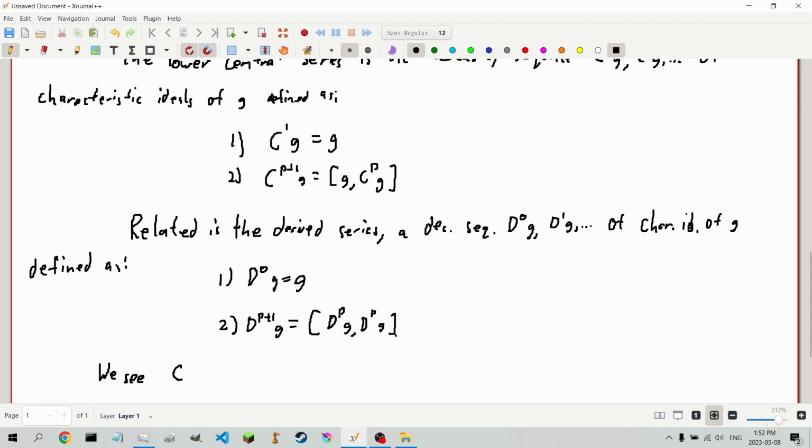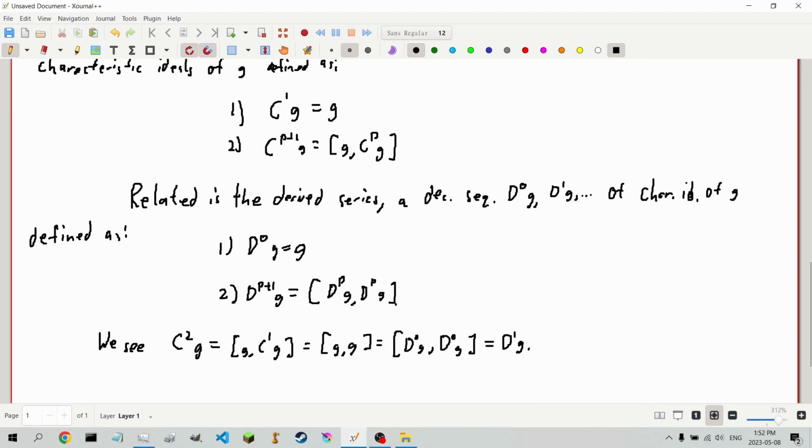We see that C^2 of G is equal to the bracket of G with C^1 of G, which is the bracket of G with G, which is the bracket of D^0 G with D^0 G, that spells dog, which gives us D^1 of G. We also see inductively that each C^{p+1} of G contains D^p of G.